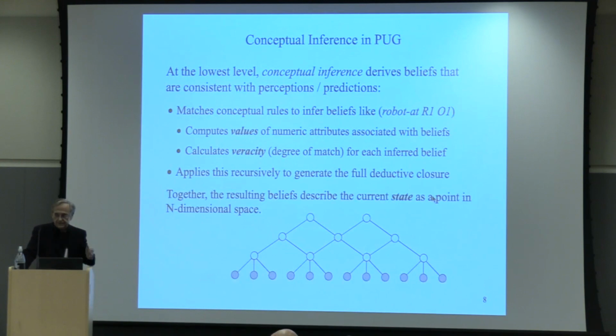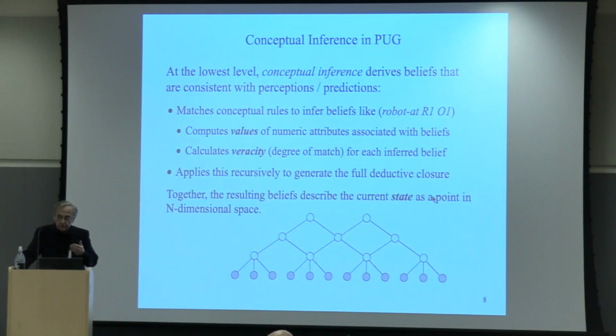Conceptual inference is a bottom-up process. You match conceptual rules to infer beliefs, like a robot R1 is at object O1. That involves computing values of numeric attributes. So higher level relations have their attribute values derived from the lower level ones, and also computing this veracity, this degree of match score. And this applies recursively, so the system computes the full deductive closure, which I know is not psychologically plausible, and we'll get to that next year.